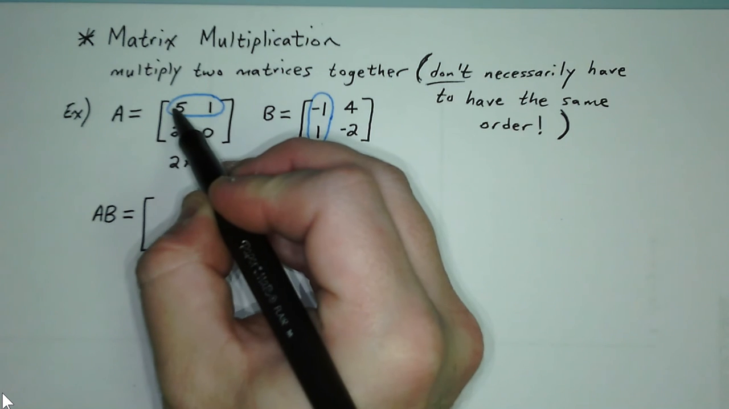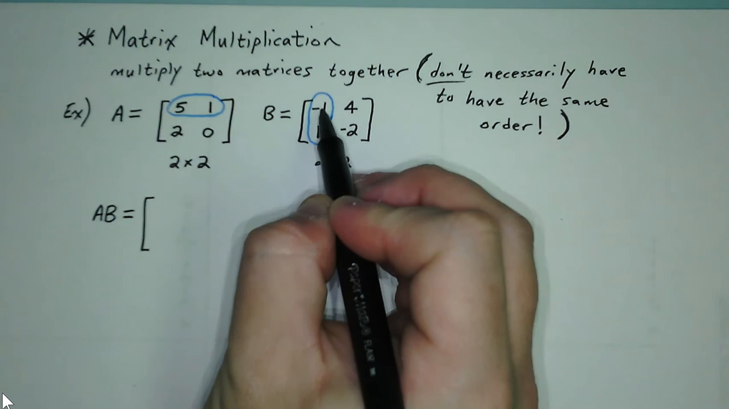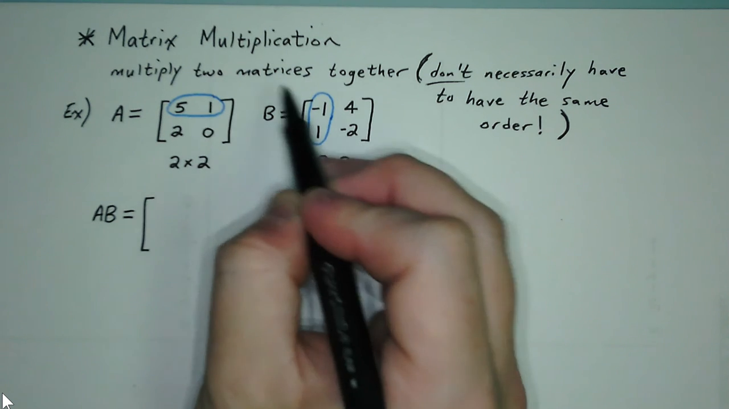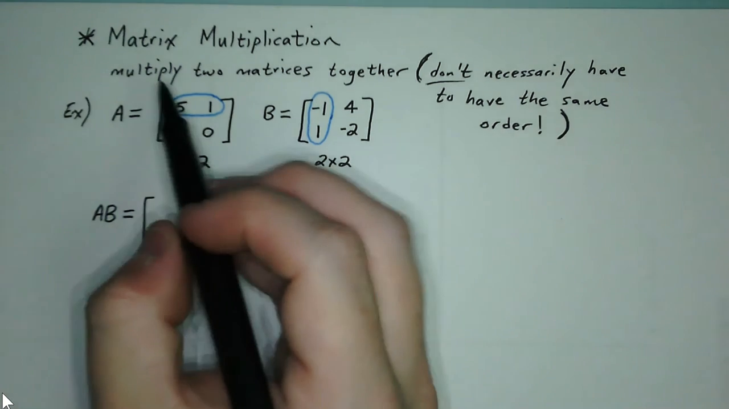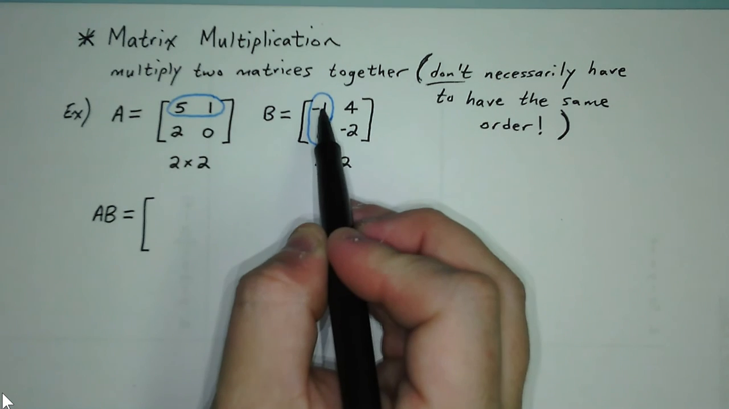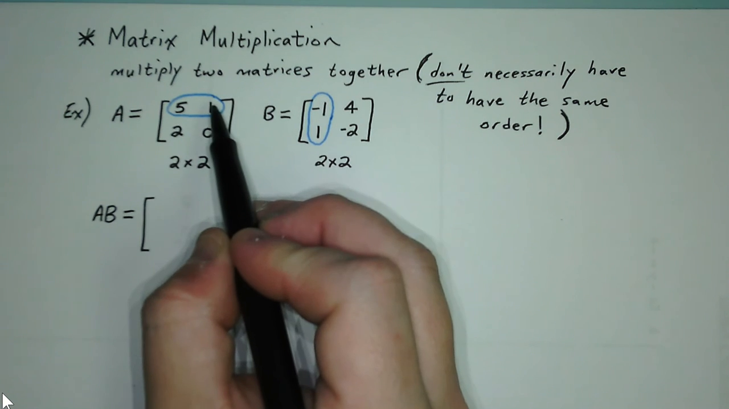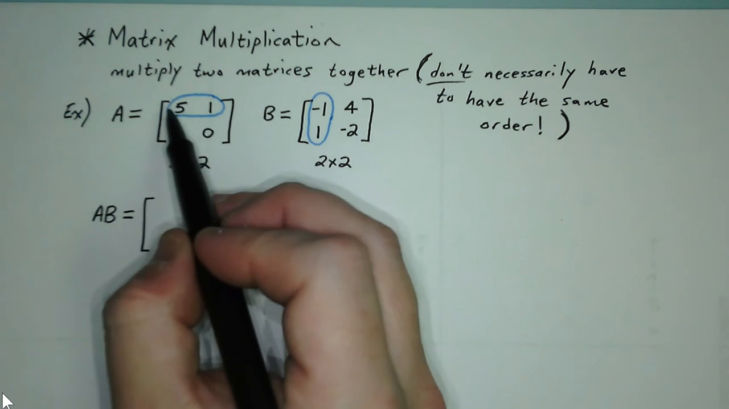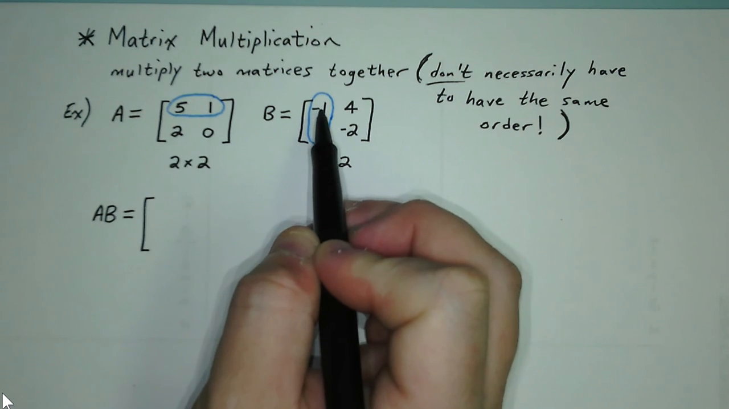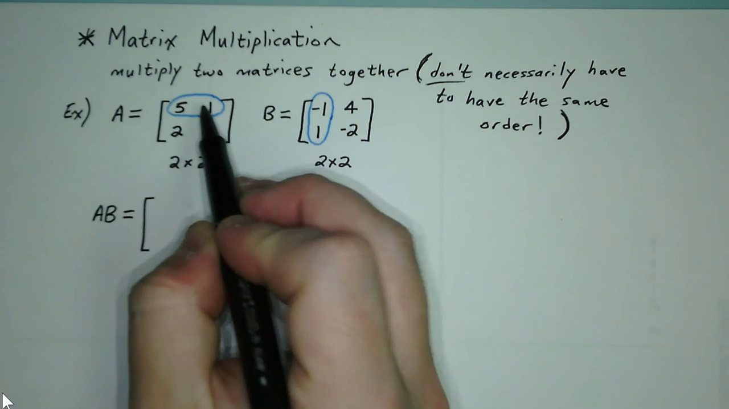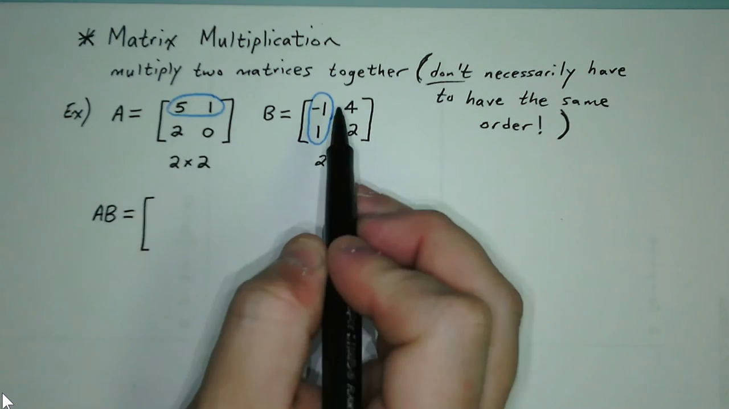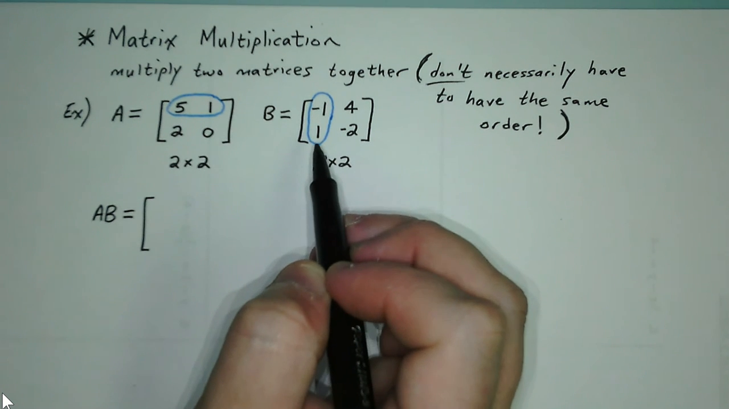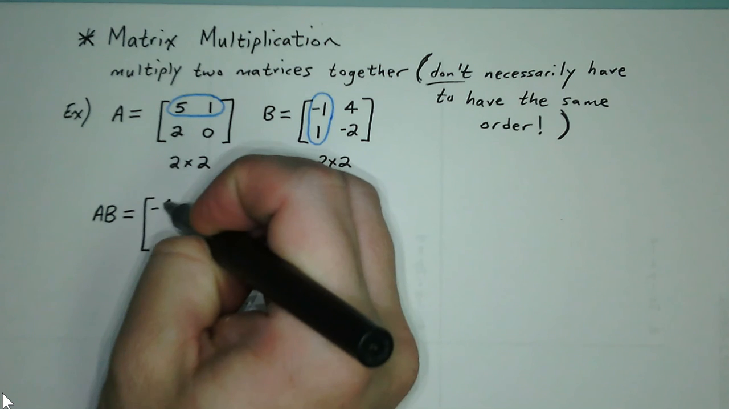We're going to do 5 times negative 1 plus 1 times 1. So the first number in this row times the first number in this column, and then the second number in this row times the second number, okay? And then we're going to add it together. So once again, 5 times negative 1 plus 1 times 1. So 5 times negative 1 is negative 5. 1 times 1 is 1. So negative 5 plus 1, I believe, is negative 4.